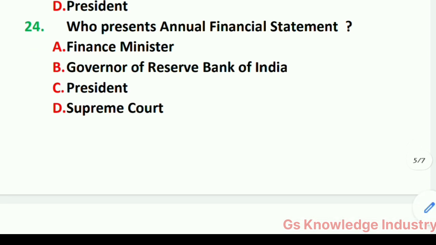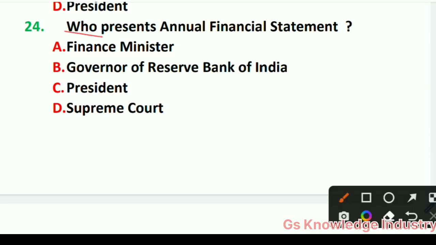24 number question. Who presents annual financial statements? Option A, Finance Minister. Option B, Governor of Reserve Bank of India. Option C, President. Option D, Supreme Court. Here the right answer is option C, President, right?